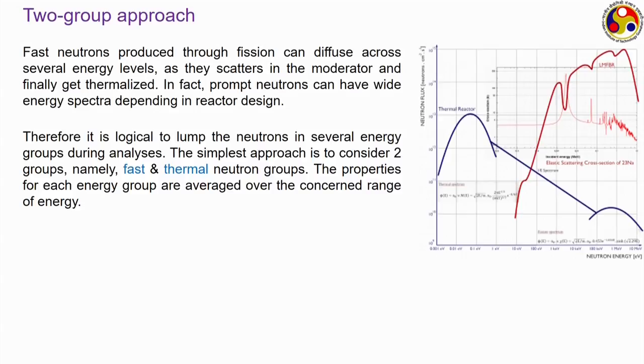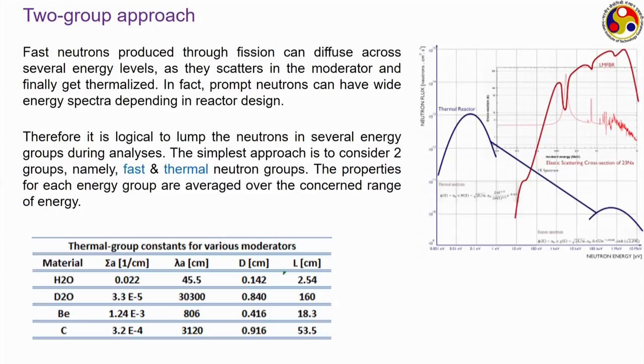But here we shall stick to two groups to show an example, fast neutrons and thermal neutrons. Once the neutron is at the level of fast neutrons, that is, kinetic energy of the order of 1 MeV, we shall consider that in the fast neutron group, and whenever the energy is less than that, we shall consider that in the thermal neutron group. And the properties of each group are averaged over the constant range of energy.